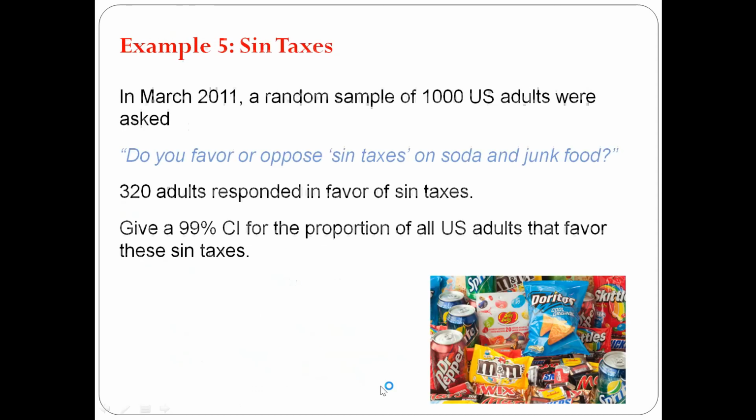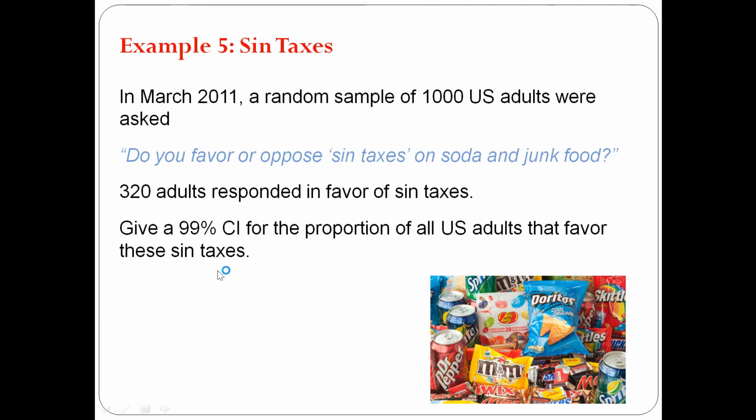Okay, let's see an example where we'll need to use the bootstrap. This is the last example, example 5. In March 2011, a random sample of 1,000 US adults were asked, do you favor or oppose sin taxes on soda and junk food? 320 adults responded in favor of the sin taxes. Give a 99% confidence interval for the proportion of all US adults that favor these sin taxes.